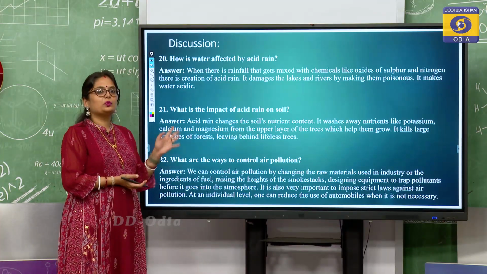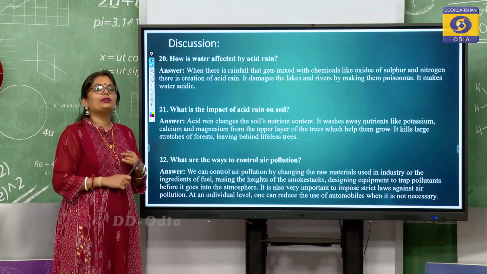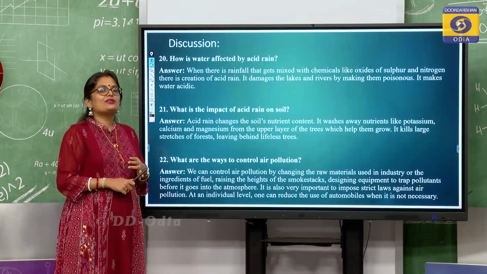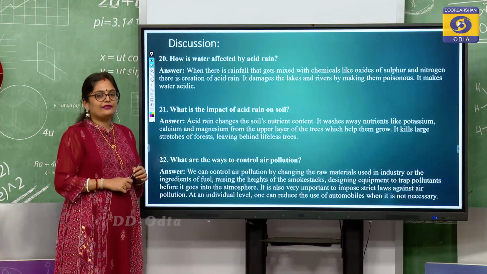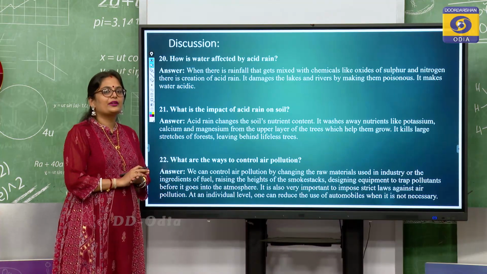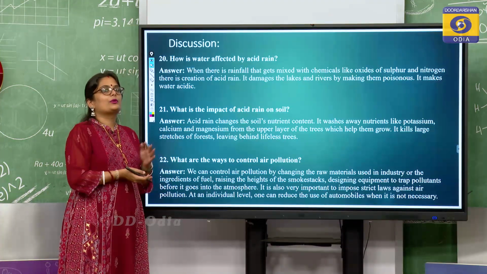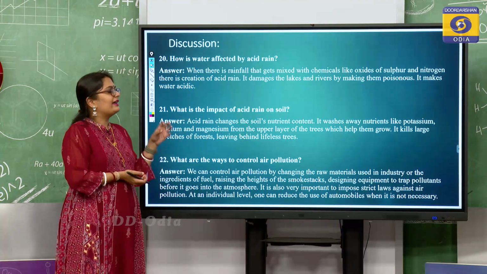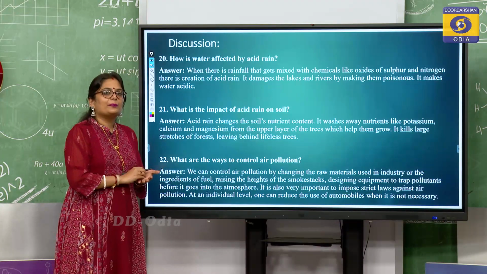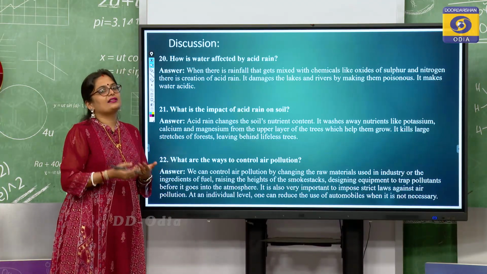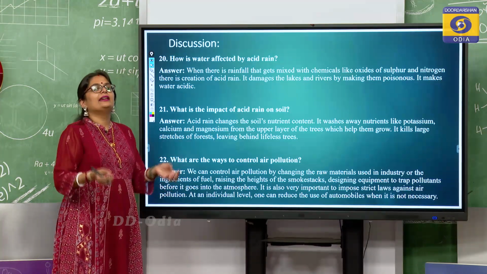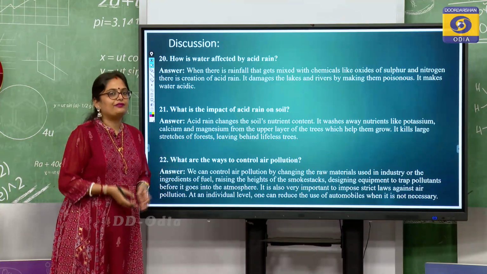So, you see children, what does acid rain do? It not only damages your marine ecosystem, it also damages the soil significantly. How does it damage soil? It washes away important components like potassium, magnesium, etc., which are necessary for the growth of trees. These components are washed away, as a result of which trees will not grow and ultimately they will become lifeless.